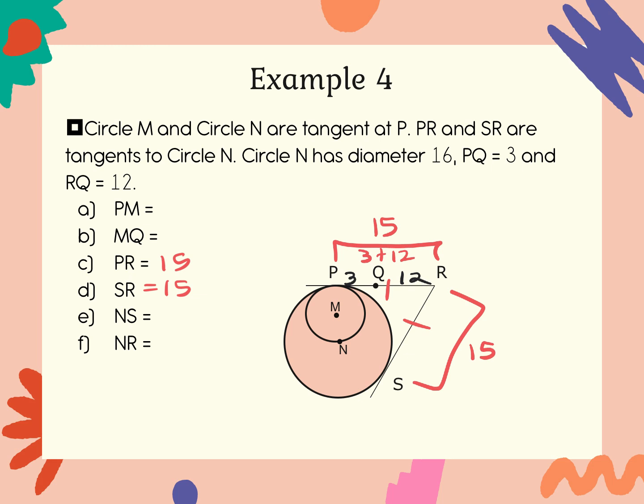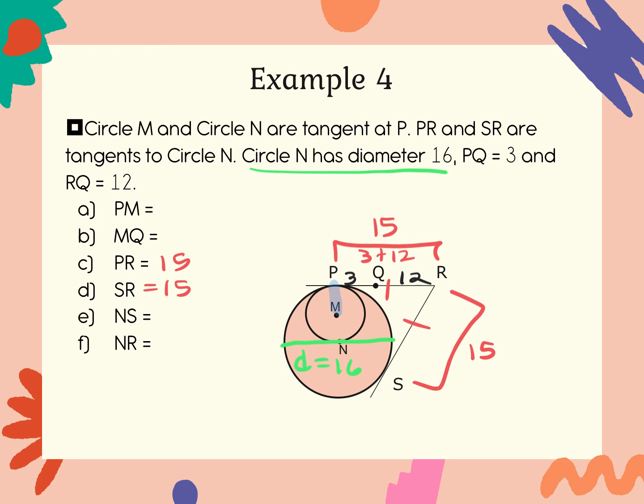And now let me go back and label my diameter. That was the other thing that was given to me, that circle N has a diameter of 16. So I'm going to draw a diameter in here, and it's 16. Now, for part A, it wants me to find PM. Well, PM is this little segment here, the radius of circle M.